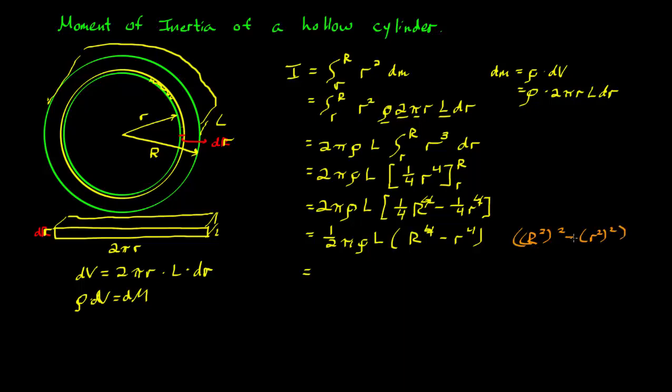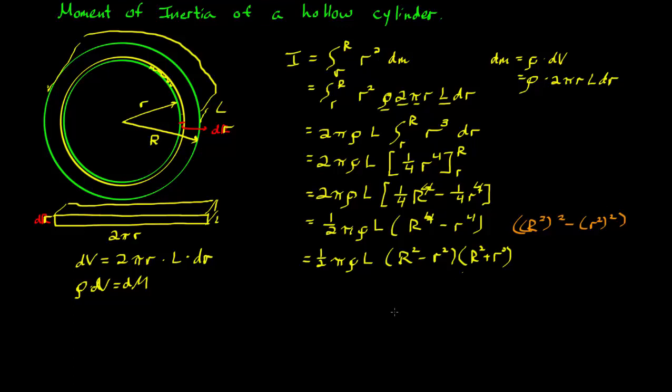So what we have is a difference of squares, so we can rewrite that. That's going to be 1/2 pi rho L times big R squared minus little r squared times big R squared plus little r squared. So that comes from our difference of squares. We can rewrite it like this, and you can check that with the distributive property.